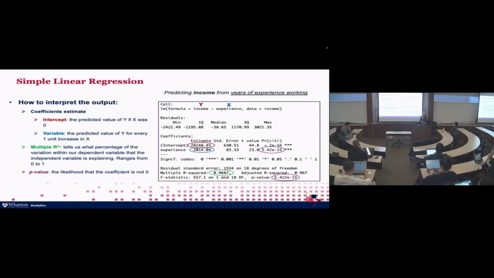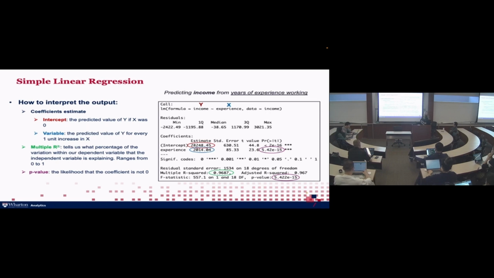Then we look at the coefficient for the X variable, which is experience. So it's going to be here in blue. And this coefficient tells us the predicted value of Y for every 1 unit increase in X. So plugging in our variables, the predicted value of income for every 1 unit increase in years of experience.